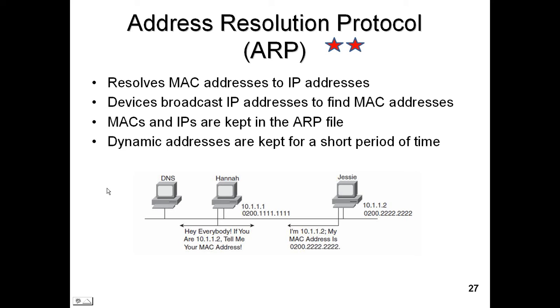In this case, Hannah's computer is trying to reach 10.1.1.2, so it sends out that broadcast packet, and the machine that has that address sends back the response. Well, those responses are stored in what's called the ARP table, and they're only kept for a short period of time. They're kept usually as long as that communication is current.